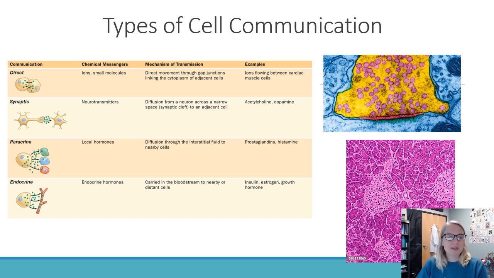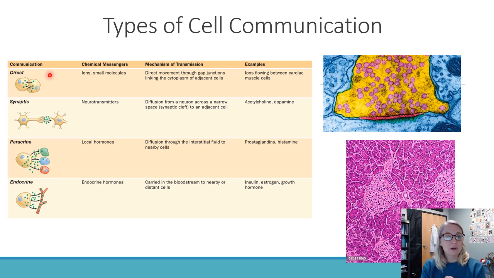So the first one is called direct cell communication. Just like the name implies, the two cells are physically touching each other and they're going to send messages through open channels, usually gap junctions. Those are like little tunnels between the two different plasma membranes.